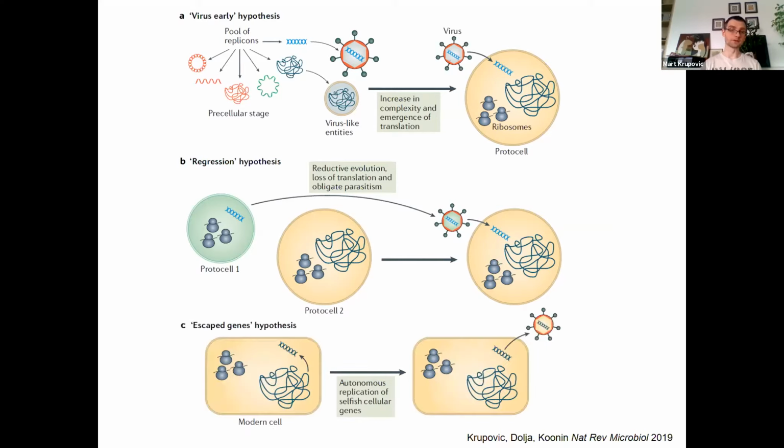And the third hypothesis, known as the escape genes scenario, views viruses as genes which escaped from modern cells, and then these genes gained the ability to infect and became parasites of cells. And according to this view, genes escaping from bacteria, archaea, and eukaryotes give rise to bacterial, archaeal, and eukaryotic viruses, respectively. Now, these hypotheses pose some questions.